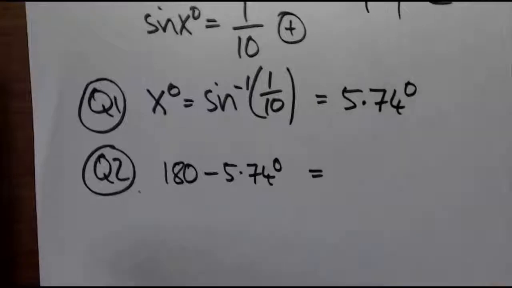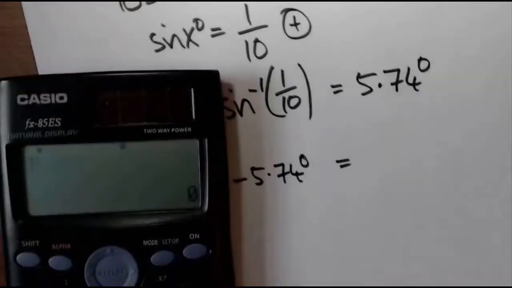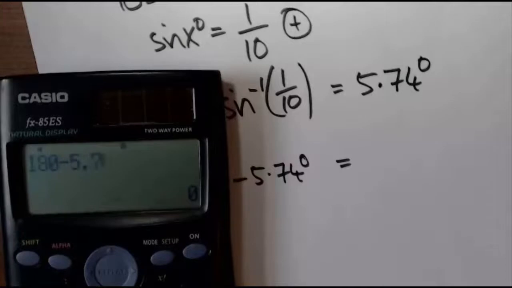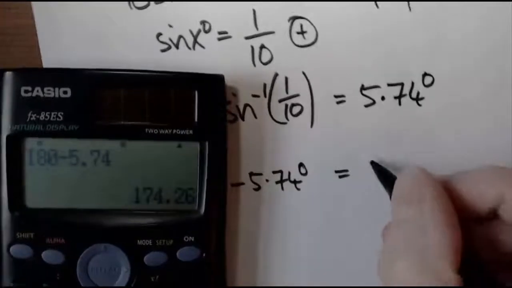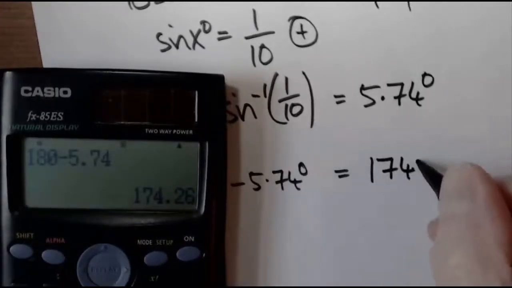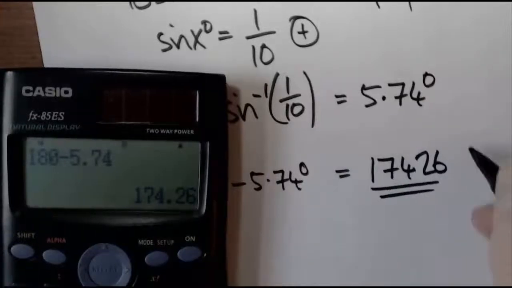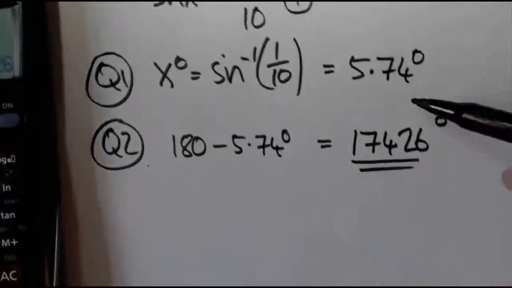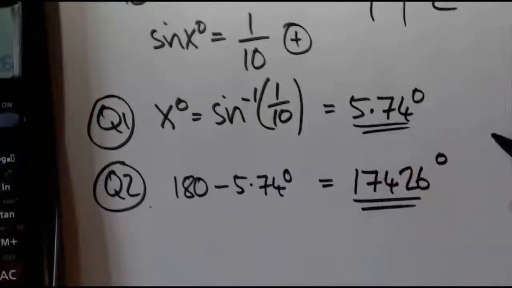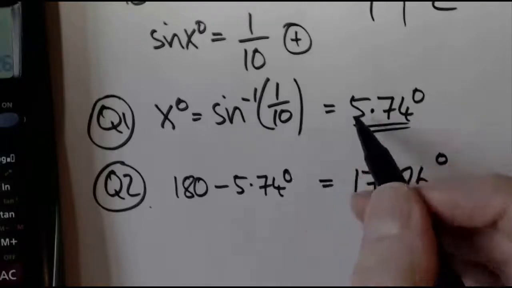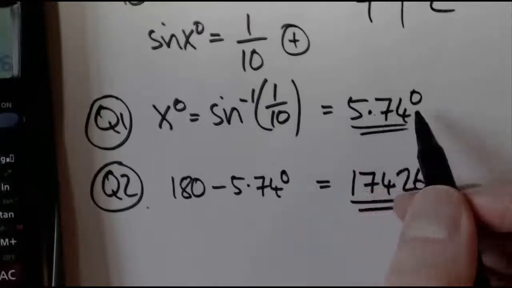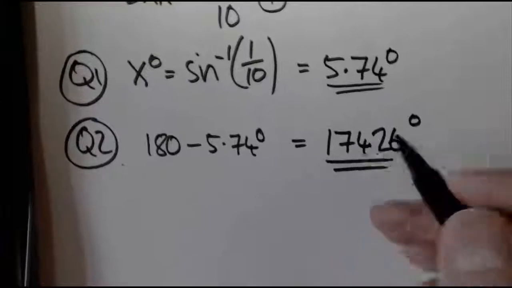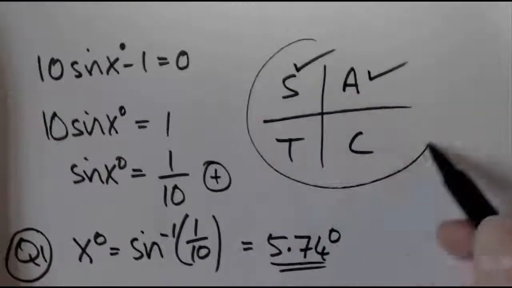For quadrant 2, that's going to be 180 minus 5.74. That is going to give us 174.26. Okay, so remember what your sine wave looks like. So what we've got here is it's cutting through it at 2 points. One point is when it's at 5.74 degrees, the other point is when it's 174.26 degrees. But that's really important that you remember that.